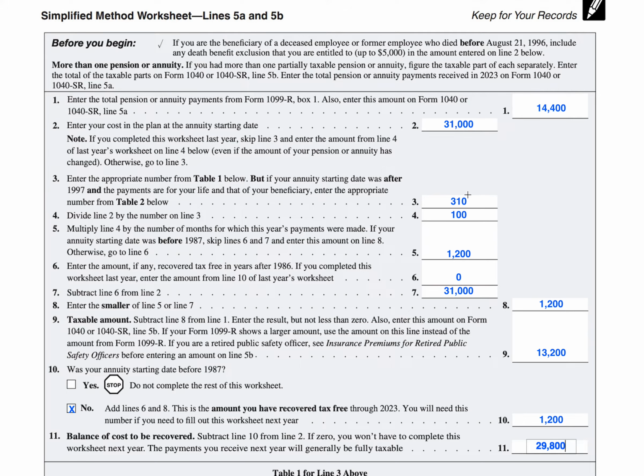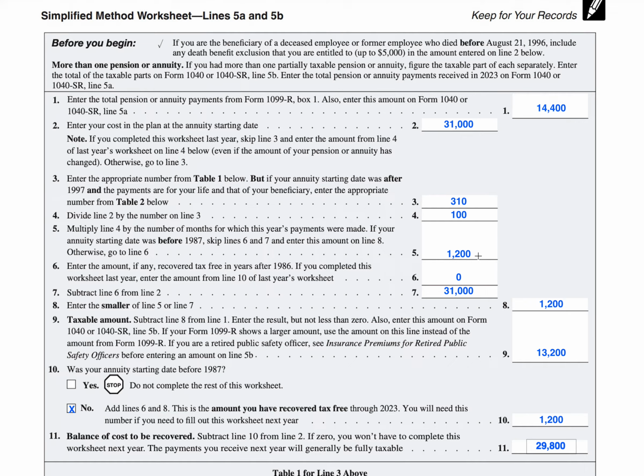Basically, 310 payments results in $100 per month. So $100 per month for 310 months. At the end of that 310th month, he has recaptured his entire cost in the plan, and every annuity payment after that is completely taxable. So right now, this $1,200, the $100, we multiply that by the number of payments that were made in the year, which was 12. So we have $1,200.